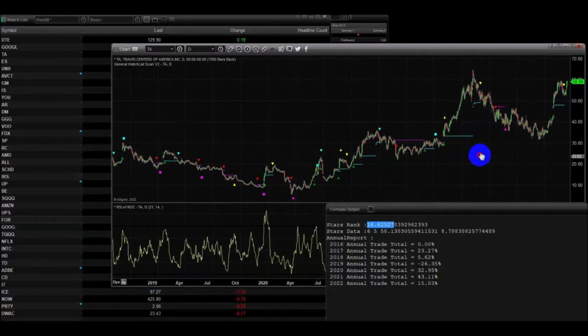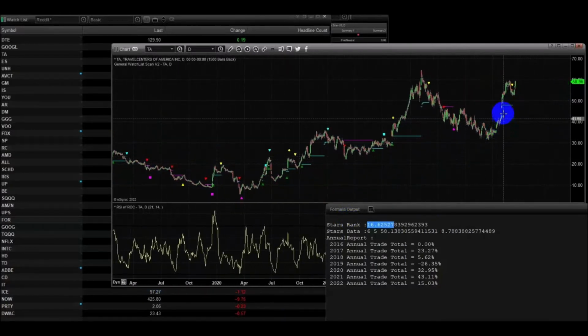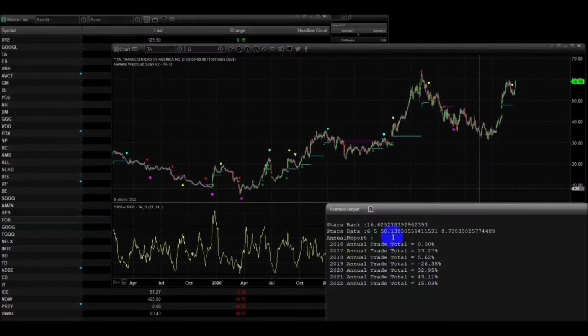So if I spread this out, you can see that we got long right over here, and we hit a first target here. Actually, that's an exit. So there's our exit. We are out. We pulled a profit on this last trade, and that's going to be reflected here in these numbers. But again, the point behind this is to give you ranking.